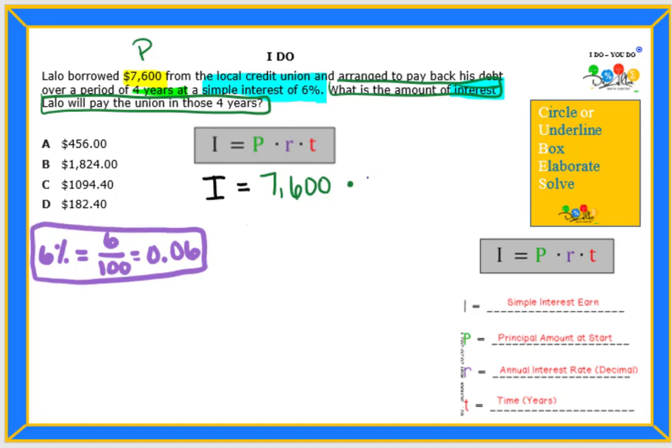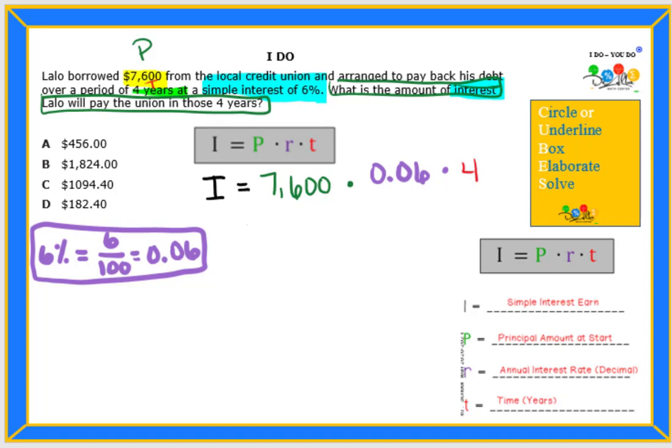So that would be right here, times 0.06, times, and then finally we have T, which is our time in years. And we have the time right here, 4 years. And now we are going to multiply these.